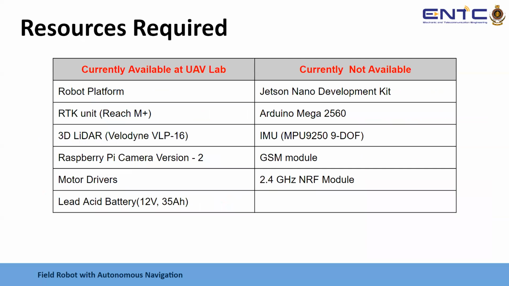And speaking about the financial aspects, we have many resources required. Some of the resources are currently available for us at the UAV lab. For example, the robo platform, the RTK unit, the 3D LiDAR, which we are going to use, is Velodyne VLP-16. Raspberry Pi cameras, motor drivers, and the battery pack are currently available at the UAV lab, and we have tested it for the working. Which are not available are Jetson Nano Development Kit, Arduino Mega, IMU, GSM module, and 2.4 GHz NRF module for testing purposes. We have already planned and imported the Jetson Nano Development Kit.